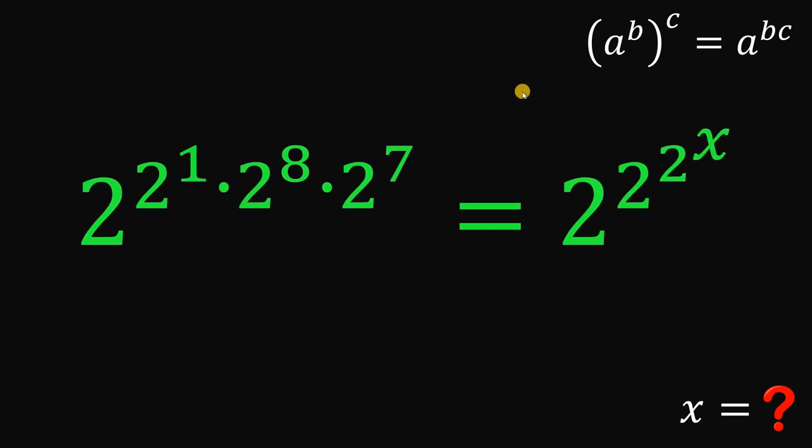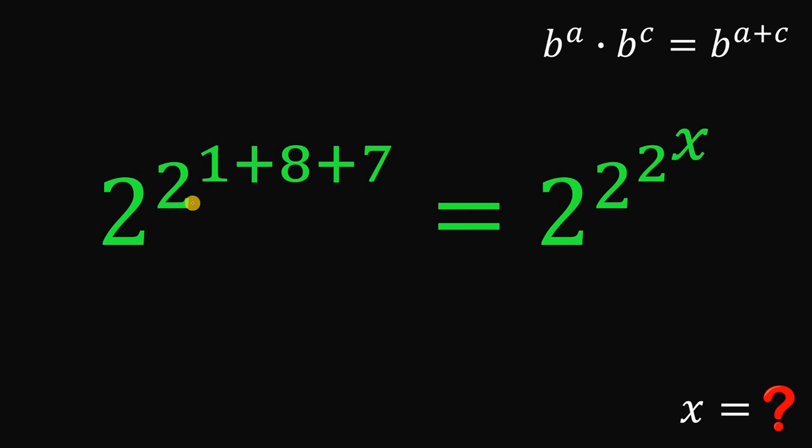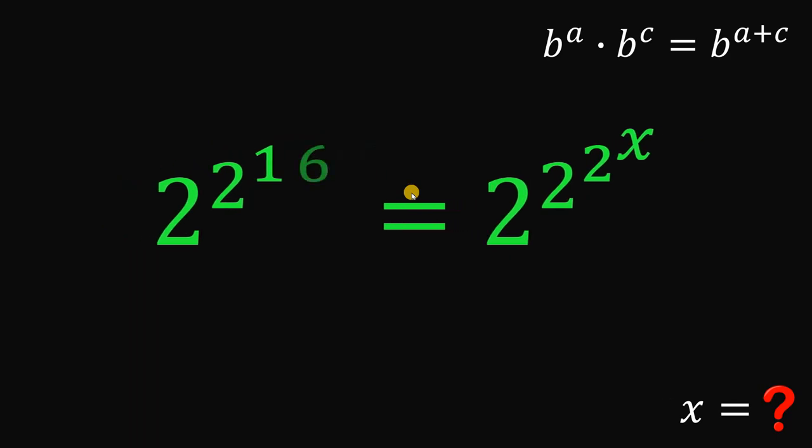Now again, we will use some laws of exponent. If we have b raised to a times b raised to c, we have a common base. This can be written as b raised to the power of a plus c. We can add their exponent. So now, notice we have the same base, 2 raised to 1 times 2 raised to 8 times 2 raised to 7. So we can now apply this law of exponent. This can be simplified as 2 raised to the power of 1 plus 8 plus 7. Now, what is the value of 1 plus 8 plus 7? This is equivalent to just 16.